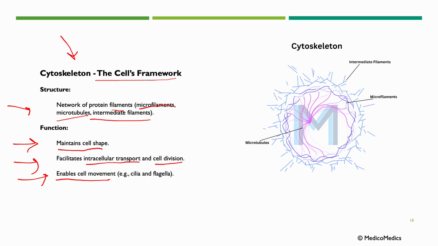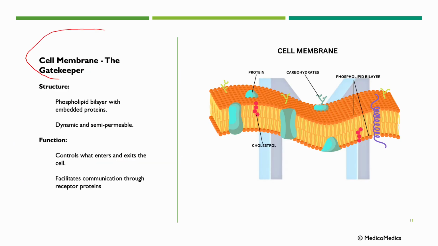Now let's finish by understanding how cells interact with their environment through the cell membrane. We have now arrived at the cell membrane, which is made of a phospholipid bilayer with embedded proteins. It is dynamic and semi-permeable. What is the function of the cell membrane? Well, mainly to control what enters and what exits the cell. Furthermore, it facilitates communication through receptor proteins.